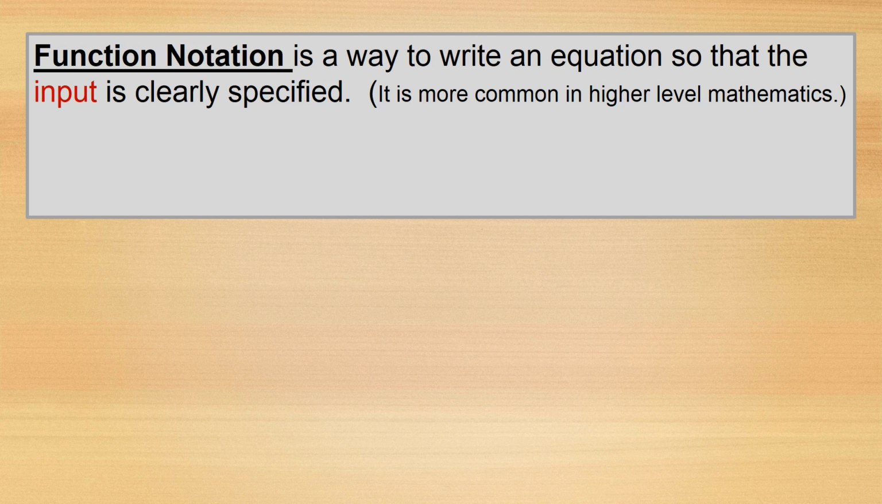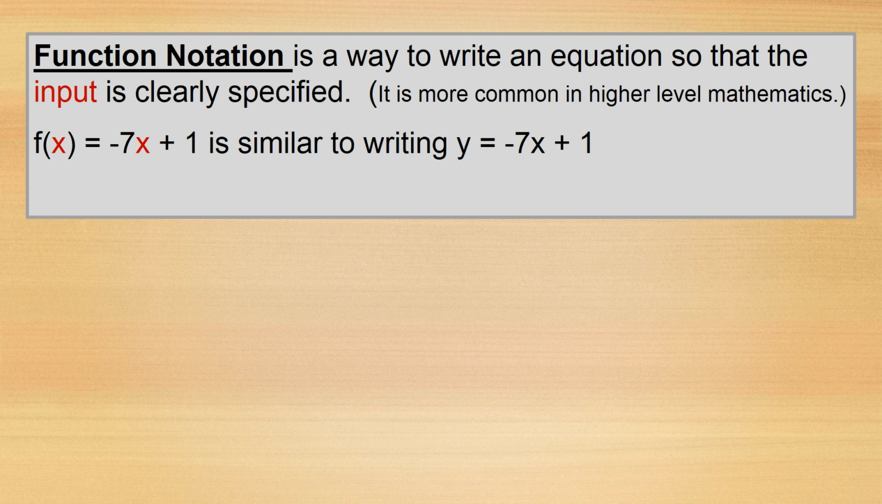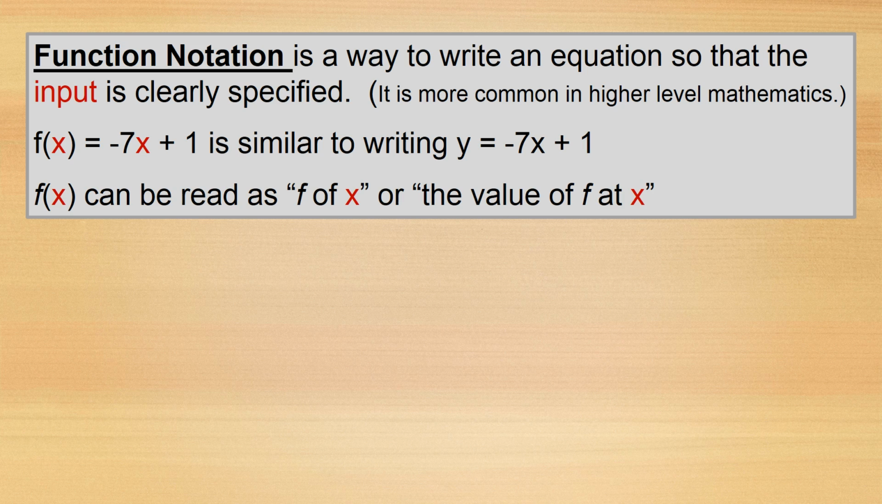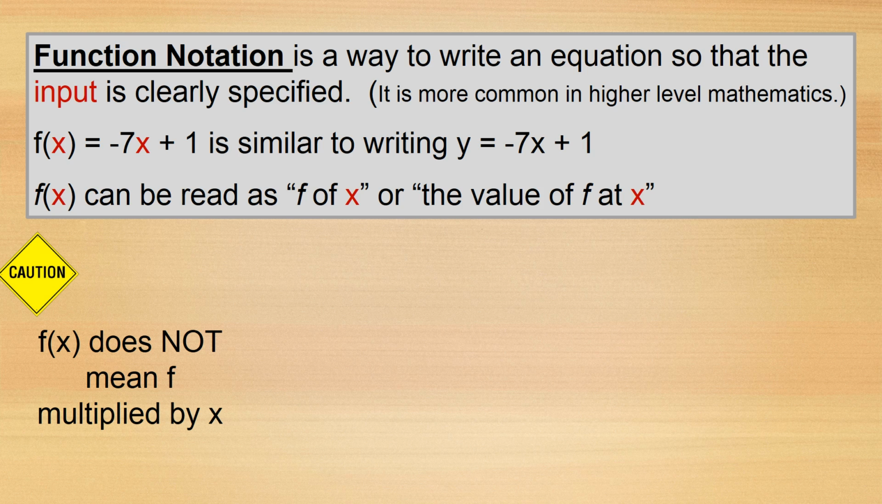Next, I'm going to talk to you about function notation. It's a way to write an equation so that the input is clearly specified. It's more common in higher level mathematics, and you will see it on the SAT and ACT. f of x equals -7x plus 1 is similar to writing y equals -7x plus 1, and you can read the f of x also as the value of f at x. Quick caution, f of x does not mean f multiplied by x. This is the only case where two variables next to each other does not mean multiplication.